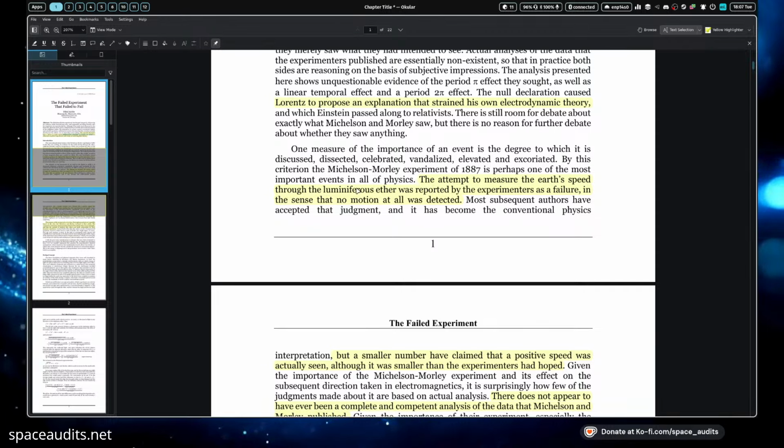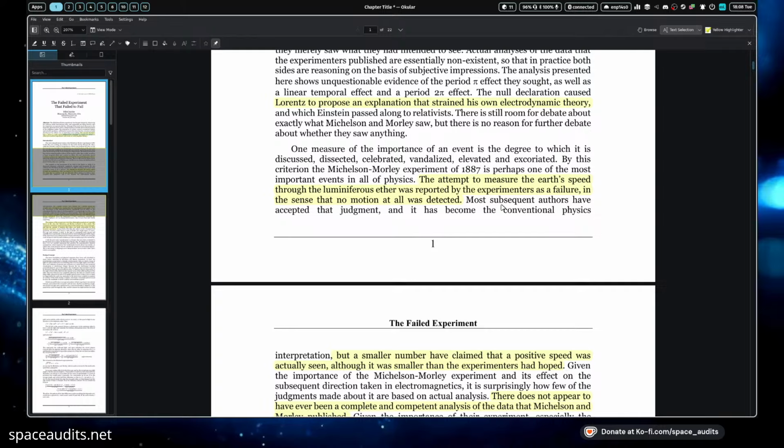The attempt to measure Earth's speed through the luminiferous ether was reported by the experimenters as a failure in the sense that no motion was detected at all. Well, that's not actually accurate. They never say that it was a failure or that there was no motion. They say that it was less than the values that they had expected, and that they wanted to redo the experiments at later times throughout the year to see if there were any factors that were causing it to not be aligned.